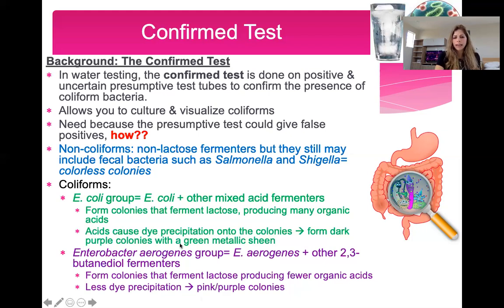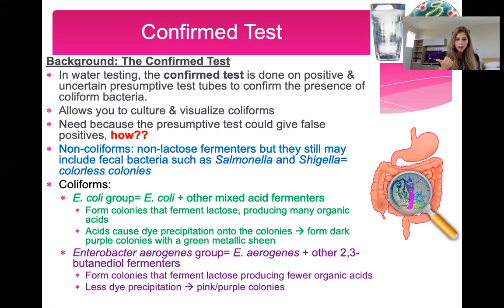And then Enterobacter aerogenes bacteria, which are also fecal bacteria. This includes Enterobacter aerogenes and other fermenters of different organisms, different chemicals. So these ones form colonies that ferment lactose, but they produce a little bit less acid. So we get pink-purple colonies. So again, when you look at the EMB agar plate, we can get 3 different things.